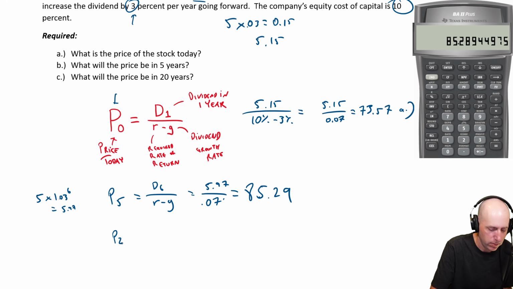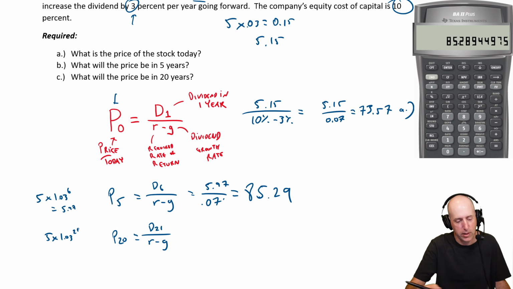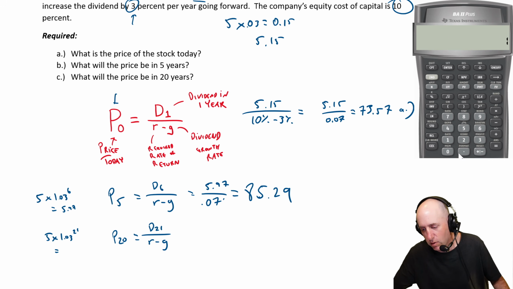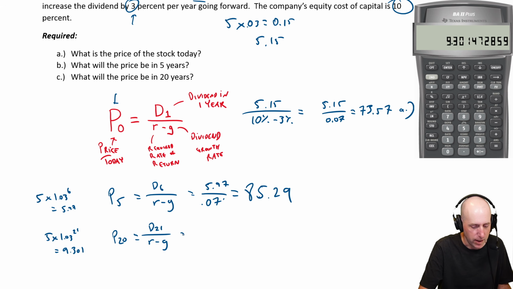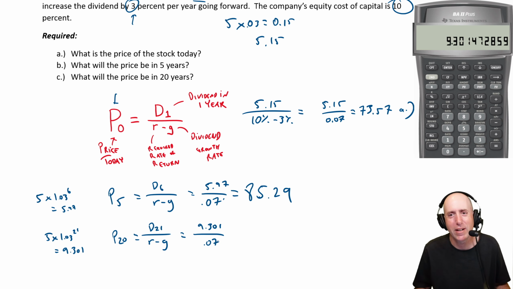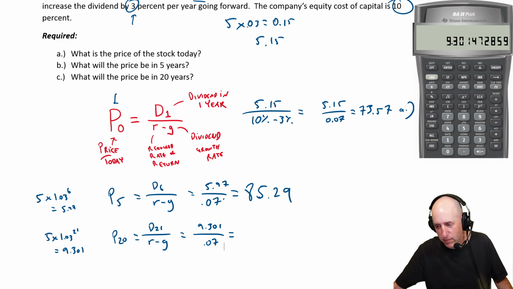Well, the price at 20 is D21 divided by the required rate of return minus the dividend growth rate. So 5 times 1.03 to the 21st power, 21 years of dividend growth. It's going to be a big number here, 1.03 to the power of 21 is 1.86 times 5, 9.3, basically 9.301. Okay, so that's my dividend at time 21, 9.301, divided by, again, R minus G is still the same, 10 minus 3 is 0.07. Now, projecting forward 21 years, companies change their dividends and growth rates change over time, but this is just a calculation exercise. 9.3 divided by 0.07 is 132.88.